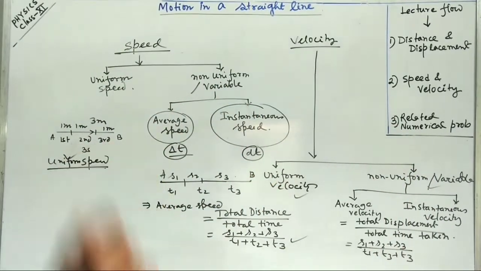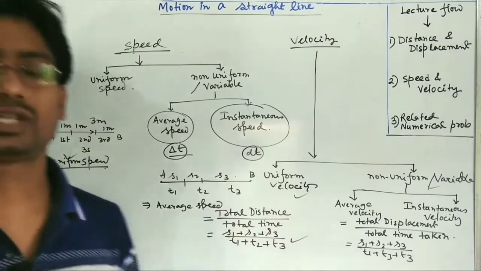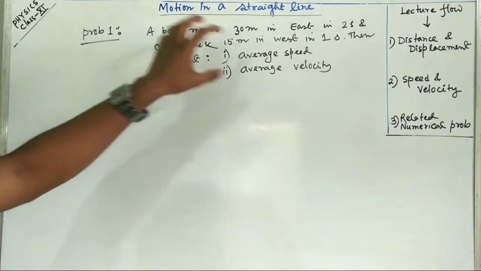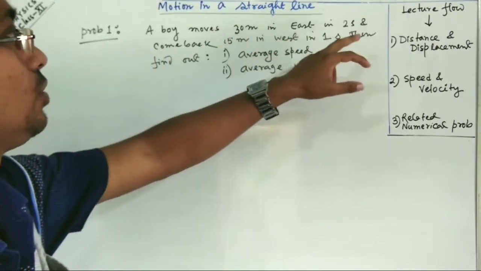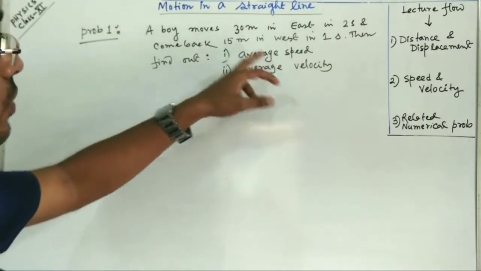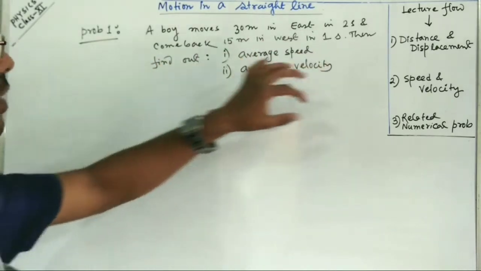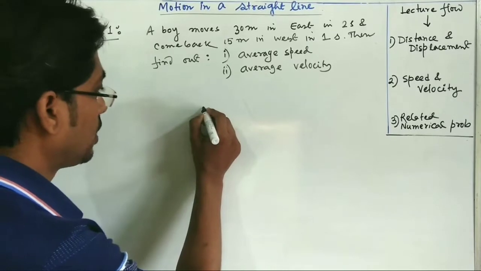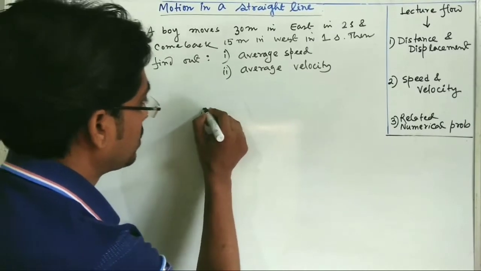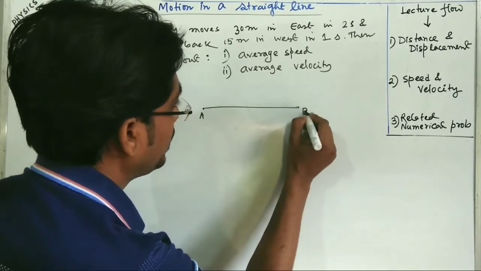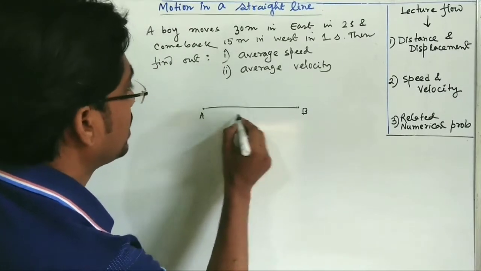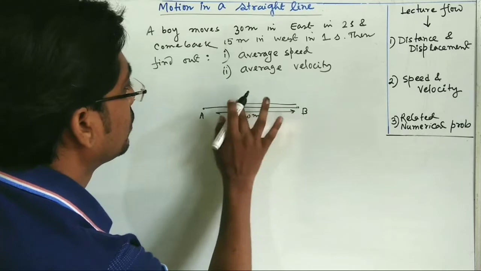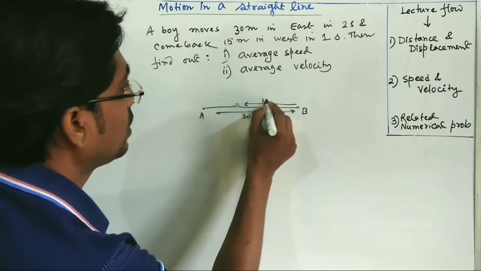Now we will emphasize the numerical problem related to this topic. The problem is: one boy moves 30 meters in the east direction in 2 seconds and comes back 15 meters in the west direction in 1 second. Then find out the average speed and average velocity. So we take A, the journey starts from A and finally goes to point B, which is 30 meters in the east direction, and comes back 15 meters in the west direction.